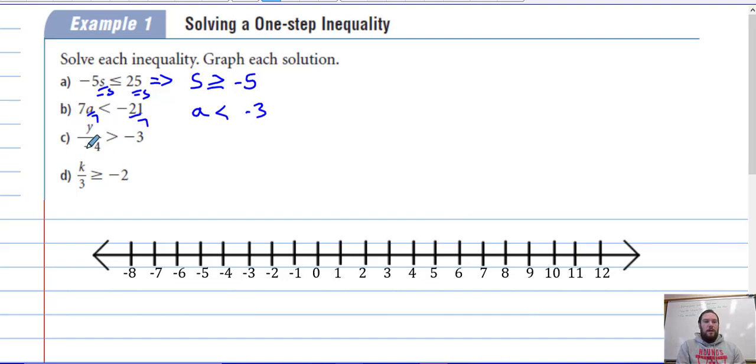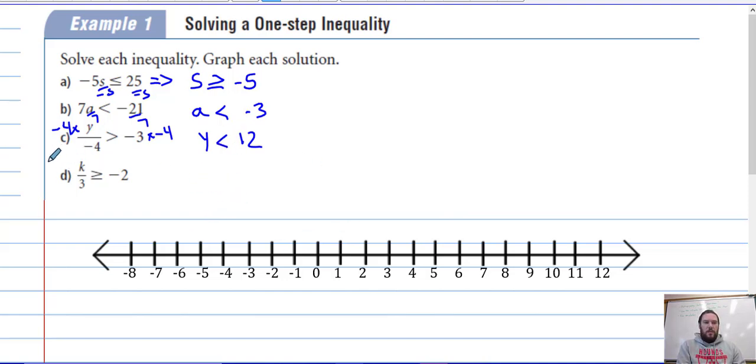Same thing here. I want to get this y by itself, so I have to undo dividing by negative 4, and to do that, I'm going to multiply by negative 4, and whatever I do to one side, I have to do the same thing to the other side, so I multiply by negative 4. The negative 4 is canceled, and it just leaves me with y. Negative 3 times negative 4 gives me positive 12, and because my greater than symbol had to be multiplied by negative 4, it's going to turn into a less than symbol.